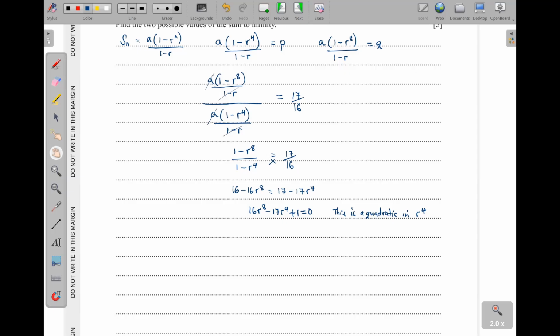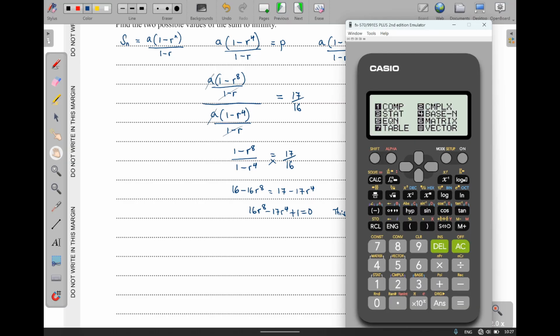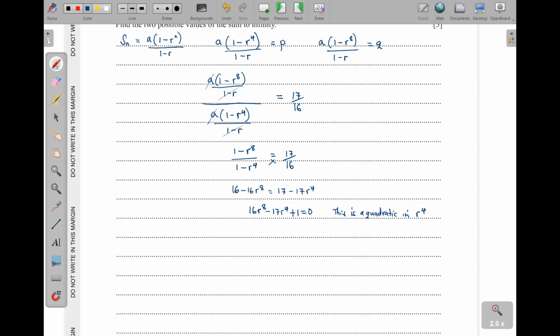Now, using the calculator, we can solve this straight away. So we go to equation, that is 5, then 3, we have 16, negative 17, then positive 1. That will give us 1, and then 1 over 16. So meaning r to the power 4 is equal to 1 over 16, and there is also r to the power 4 equal to 1. Remember, you have to show the examiner that you have solved. Actually, this one is 1 over 16, sorry.